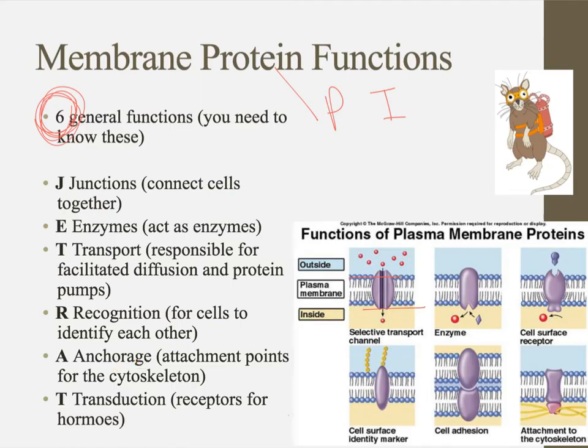Anchorage points. We talked about the extracellular matrix in chapter 1.2. Well, the only way that an extracellular matrix can stabilize a cell is if the cell has a way to connect to that extracellular matrix, and it does it using its proteins. And then we have transduction, which really means just receptors for hormones.